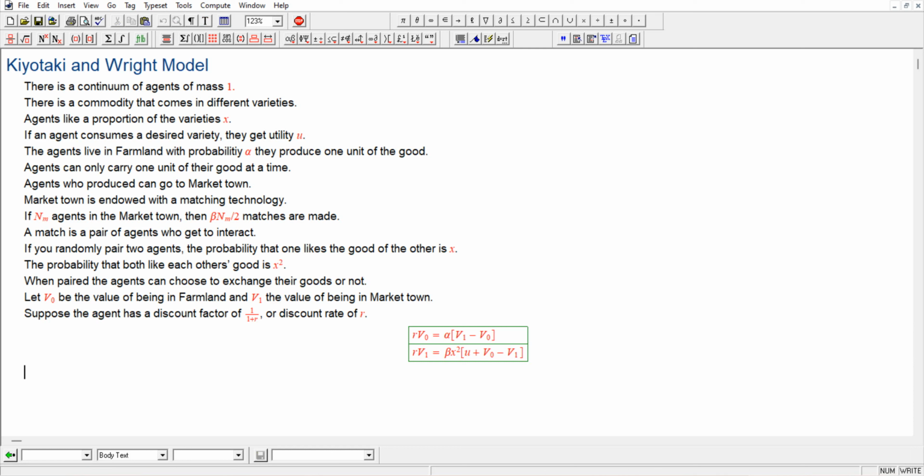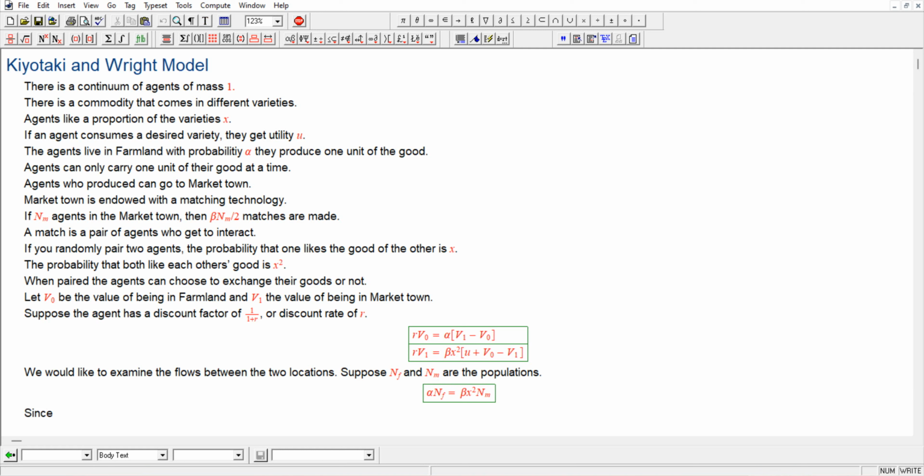Now there's one more object that we need to think about, which is that we would like to examine the flows between the two locations. If, let's say, n sub f is the population of farmland and n sub m is the population of the market town, then the number of people flowing out of farmland, well, it's a proportion alpha of them. That would have to equal the number of people flowing out of the market town, and that's going to be beta x squared times the population of the market.